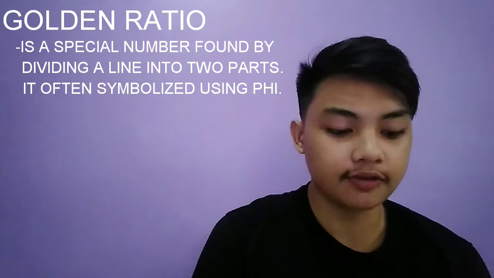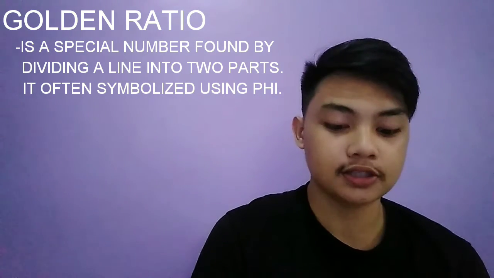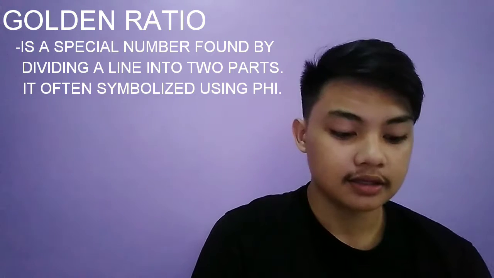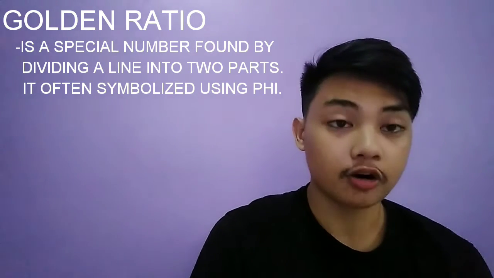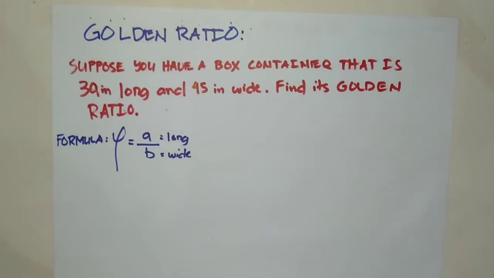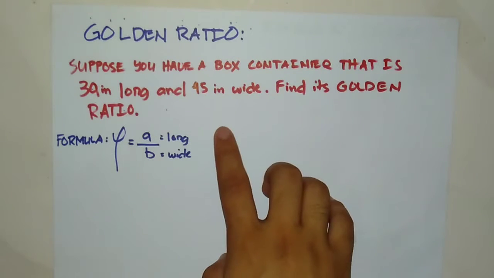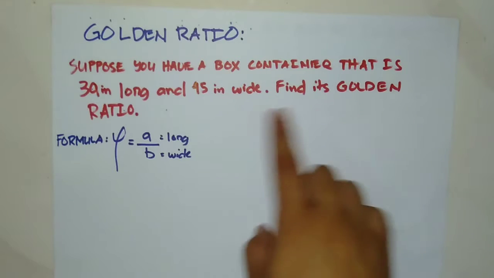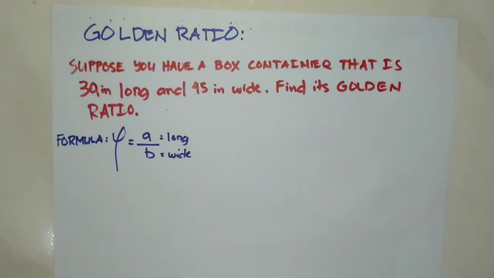So our next topic will be golden ratio. Golden ratio is a special number found by dividing a line into two parts. It is often symbolized using phi. So we have a sample problem here for the golden ratio. Suppose that you have a box container that is 39 inches long and 45 inches wide. Find its golden ratio. There is a formula for the golden ratio.